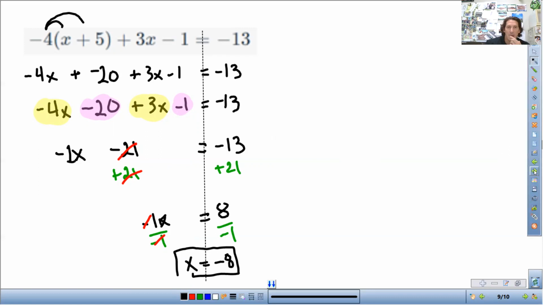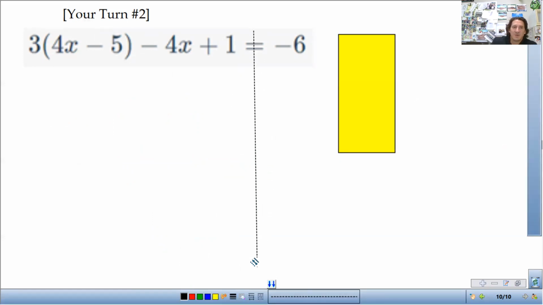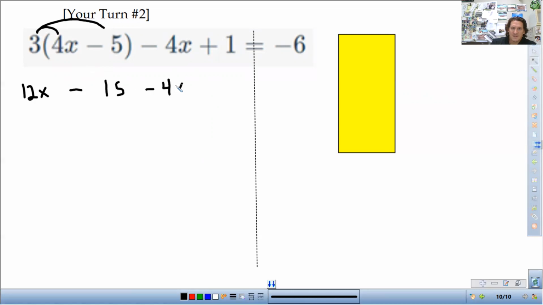So here we go. Last one. Go ahead and do this one on your own. And then when you're done, check your answer. I'm going to go ahead and work through it now. So first thing I'm going to do is distribute the 3. So 3 times 4x is 12x. I'm going to bring down the minus sign, and then 3 times 5 is 15. Minus 4x plus 1 is equal to negative 6.